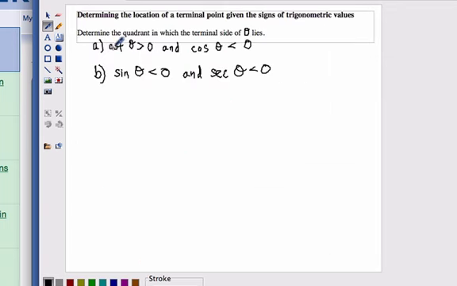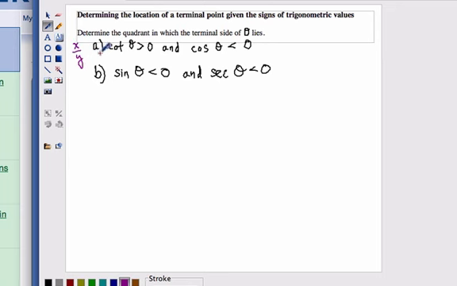Okay, so when I asked you to determine the quadrant in which the terminal side of theta lies, I need to consider both of these values. So cotangent of theta is greater than 0. That means cotangent is positive. So remember, cotangent is the reciprocal of tangent. Tangent's y over x, like slope. So cotangent is x over y.